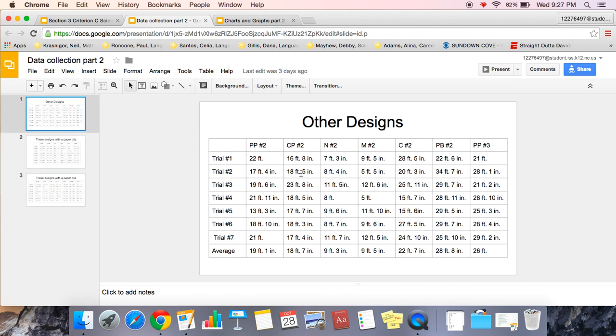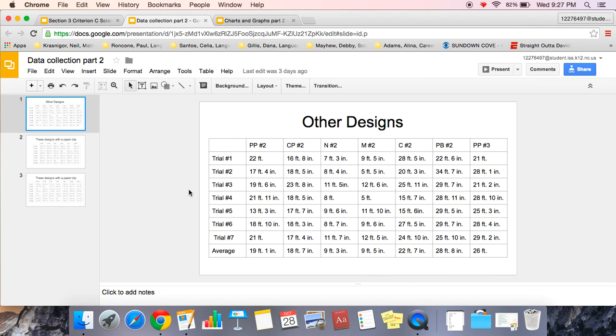Also, over here, I've got other designs. I've got a design number 2 for every material, and I also have design number 3 for printer paper, just because it's kind of like the main material, I suppose. And in all 7 trials, these didn't go as far, because they're just different. Design number 1 is really good.